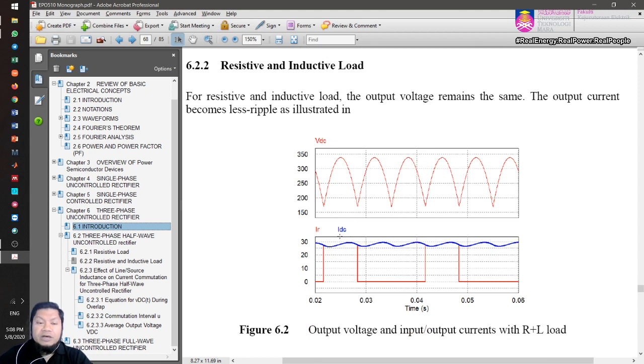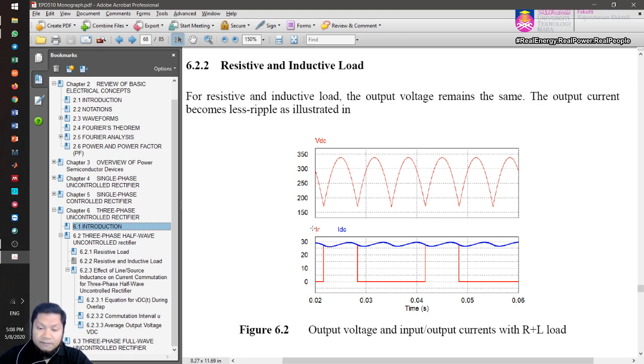So if you remove the R and replace it with R plus L, the significant difference is if you look at the output current. The output current now becomes continuous. Okay, now it becomes continuous.